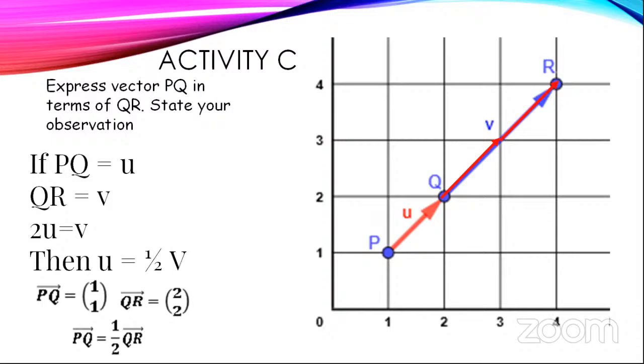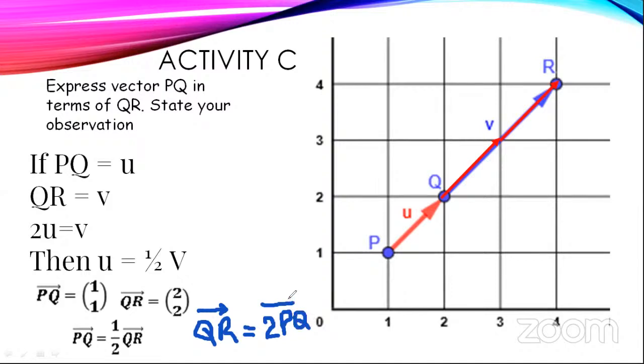I'm loving that. So just writing what they said. They're saying the vector QR would be equal to what? 2 times vector PQ. All right, so that is how we're asking when we're expressing it.